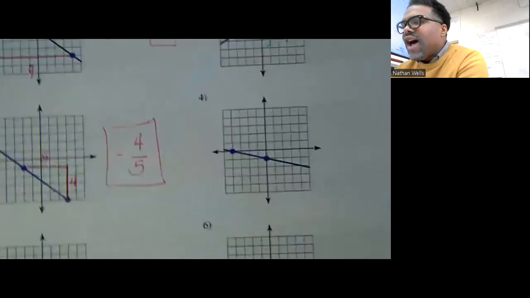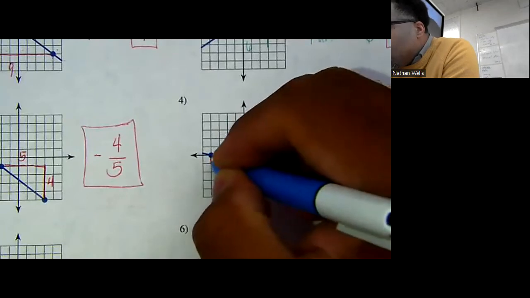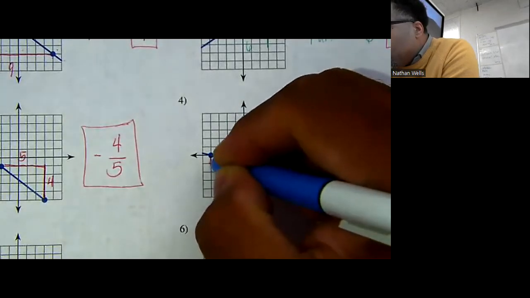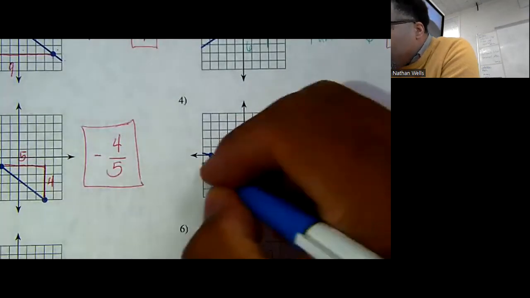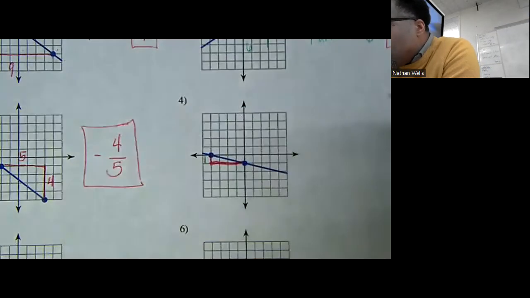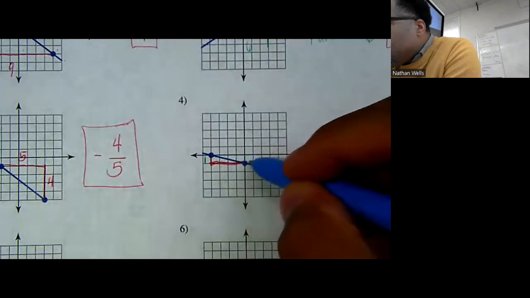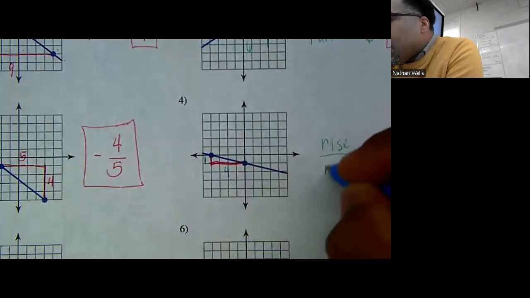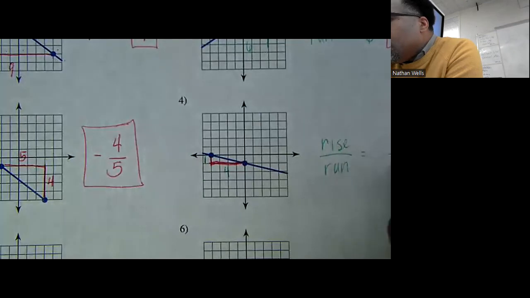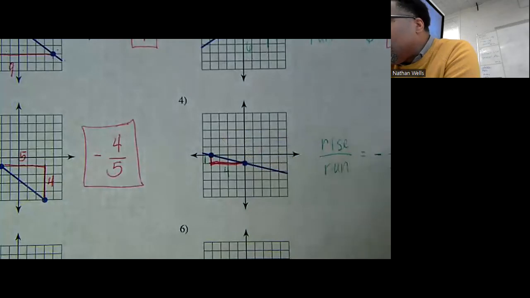Let's take a look at one final example. Have my 2 points. Let's go ahead and trace the grid in order to make a triangle. Let's count my rise up and down. My rise is 1. My run is 1, 2, 3, 4. Rise over run is 1/4. And because this graph is falling from left to right, it is -1/4. I hope this helps.